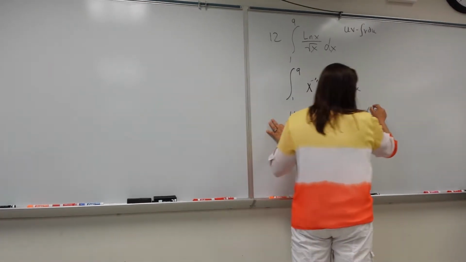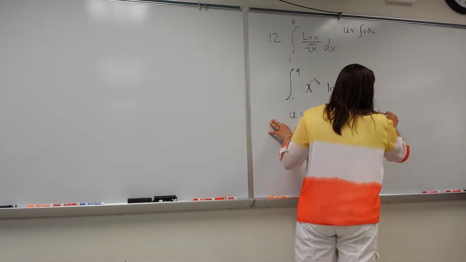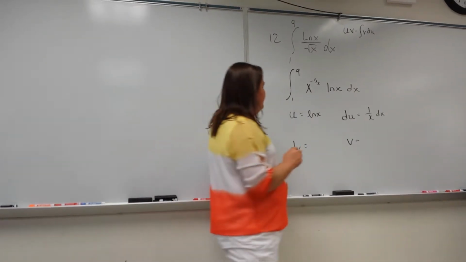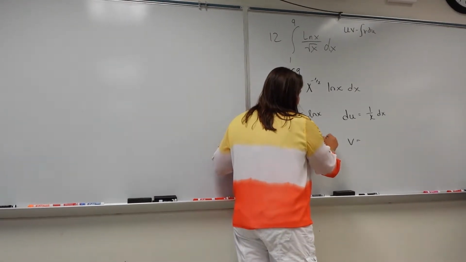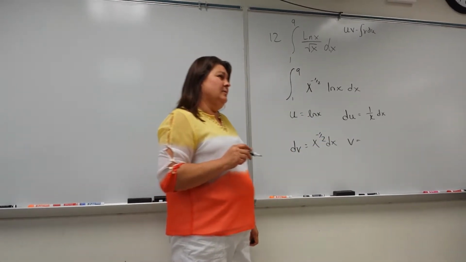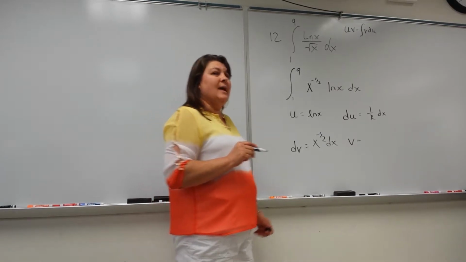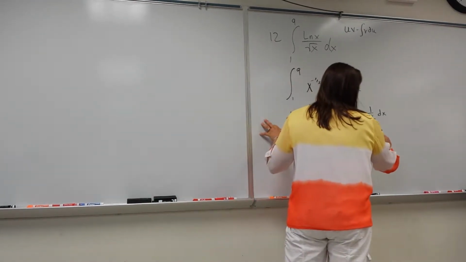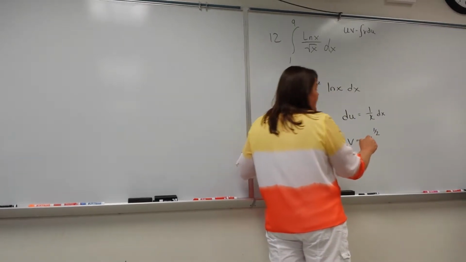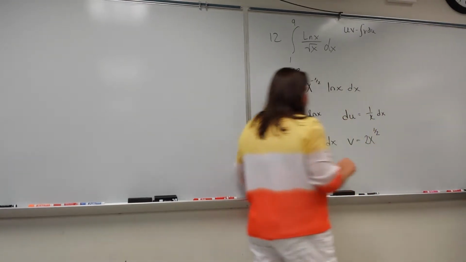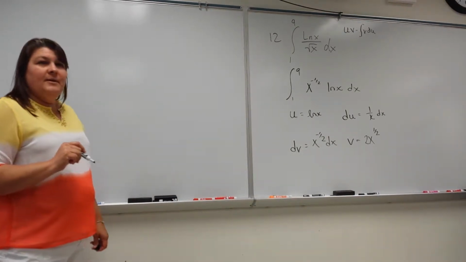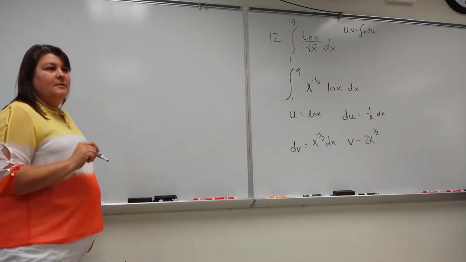du is 1 over x dx. dv is x to the negative 1/2 dx. And its integral: add one whole and put it over itself. So x to the 1/2 over 1/2, which is really like multiplying by 2. That looks a lot nicer. Questions, comments, concerns, issues? Not so far.